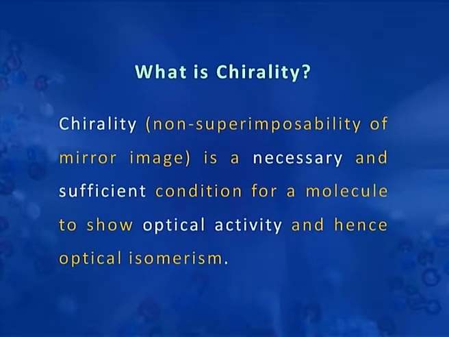Then we had discussed chirality. Chirality is basically non-superimposability of the mirror image. It is a necessary and sufficient condition for a molecule to show optical activity and hence optical isomerism. This is what we discussed in our last session. We also discussed that compounds which contain one asymmetric carbon atom have only 2 isomers possible. One will be dextrorotatory and the other levorotatory.